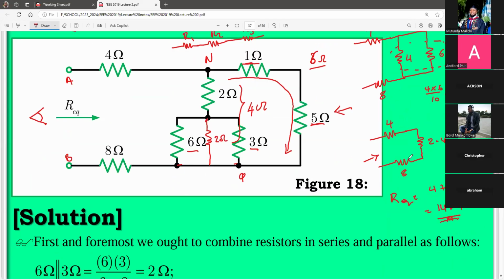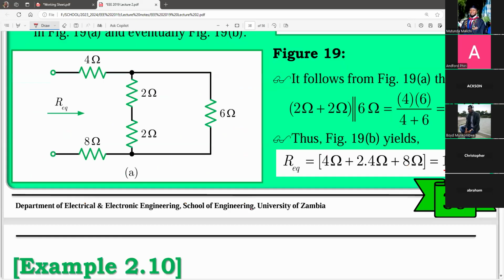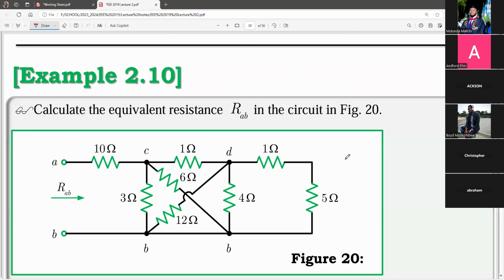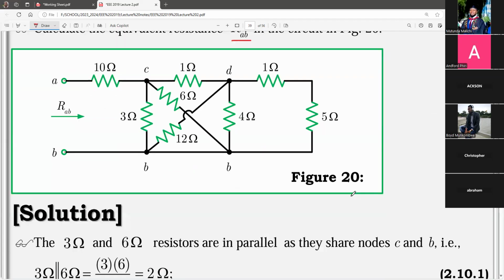Okay. So that was the final answer there. Here's another question, 2.10, asking us to calculate the equivalent resistance AB. If you look at these terminals A and B there, what equivalent resistance can you see? Here someone will say, no, but I think if one understands what is happening here, can someone say what is happening there?